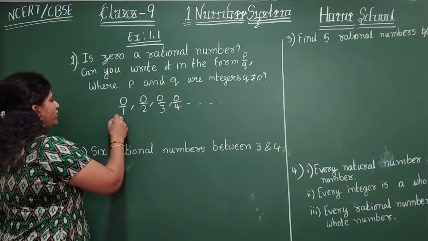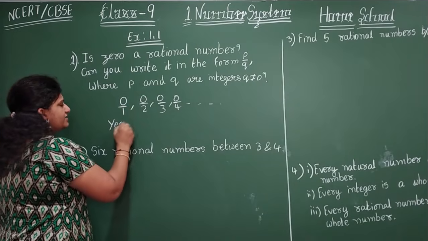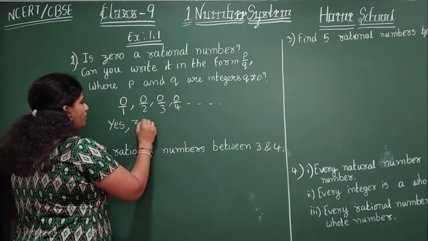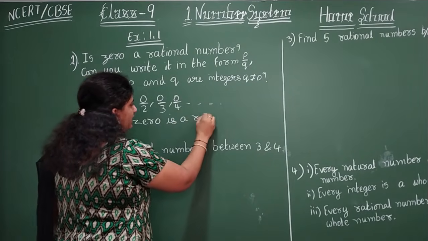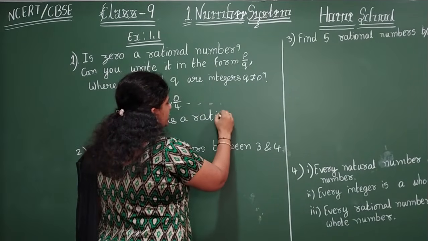So finally what can you say, children? Yes, 0 is a rational number.